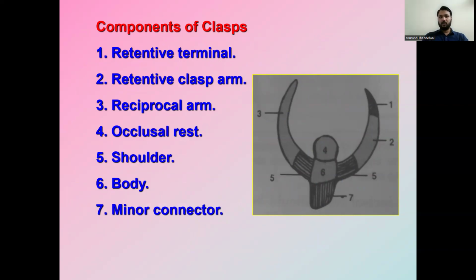In the retentive arm, the tip is called the retentive terminal, then the retentive clasp arm, then the reciprocal arm, then fourth is the occlusal rest. Fifth is the shoulder. Sixth is the body, and seventh is the part called the minor connector, because the minor connector will join this clasp assembly to the major connector.